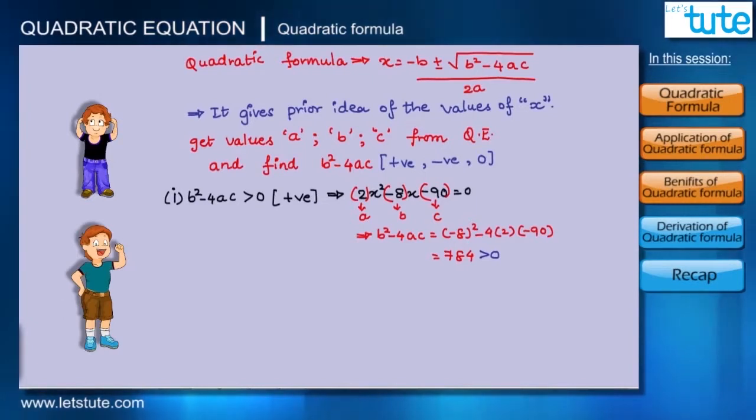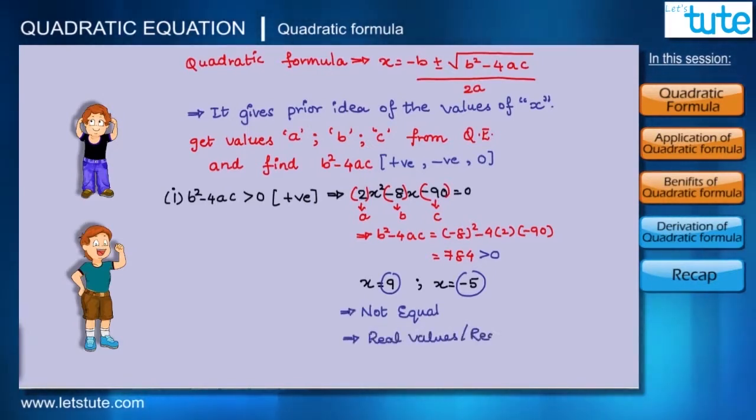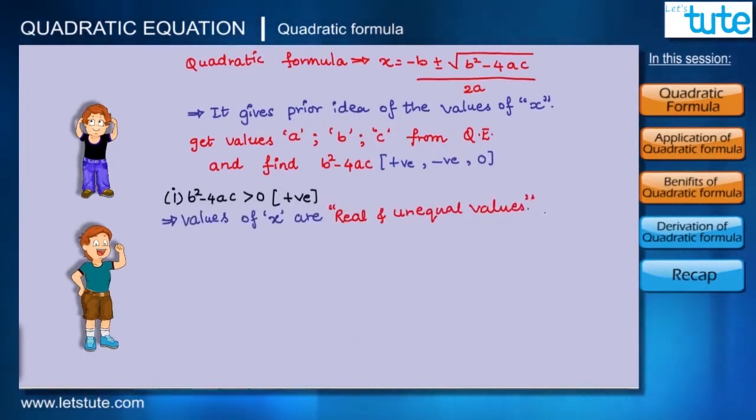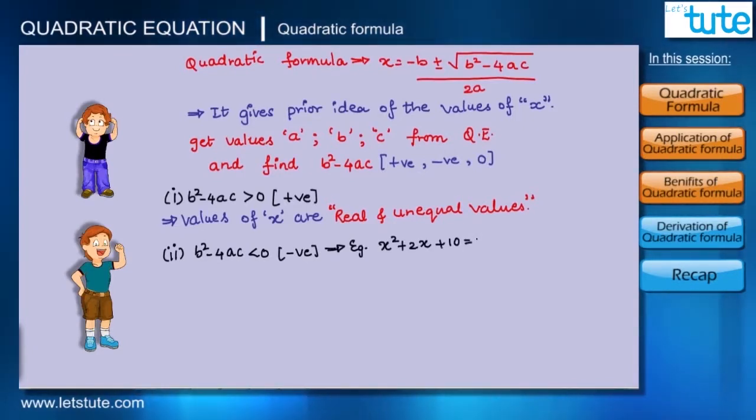So there we could see we got values of x as 9 and minus 5. That means we got two values of x which are not equal. At the same time, they are real numbers. In other words, they are real values. Now what if b square minus 4ac is less than 0? That is, it is negative. Then what happens? Let's take an example. Let's take the quadratic equation x square plus 2x plus 10 equal to 0.